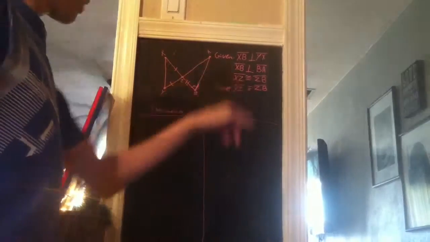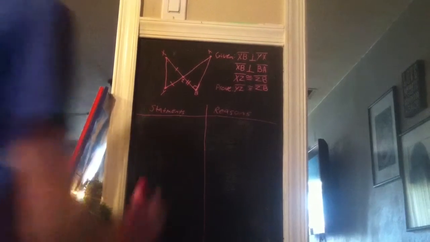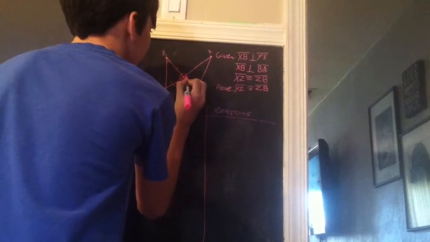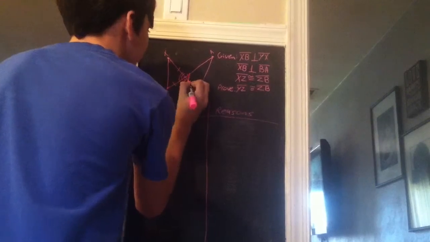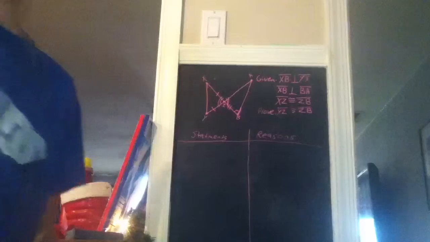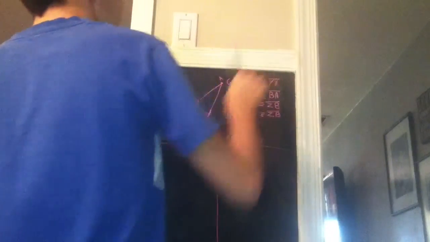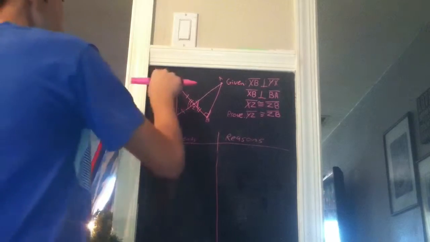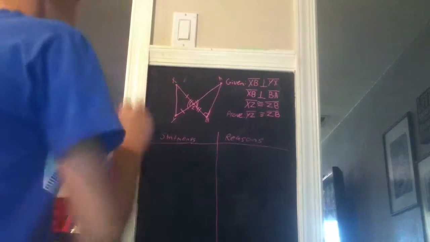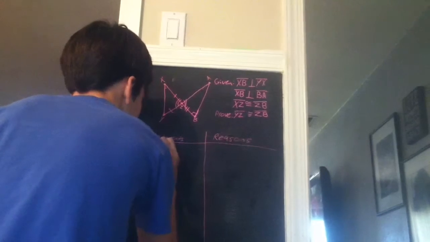And we also have to use a third statement that is not given, but we can use it using the vertical angle theorem, saying that these two angles right here are congruent due to the vertical angle theorem. As we stated up here, line XB is perpendicular to XY. We can conclude that angle X is a right angle, so let me just write that out now.